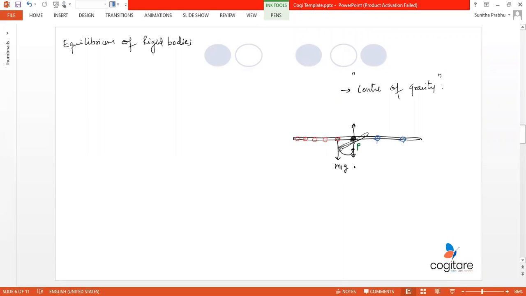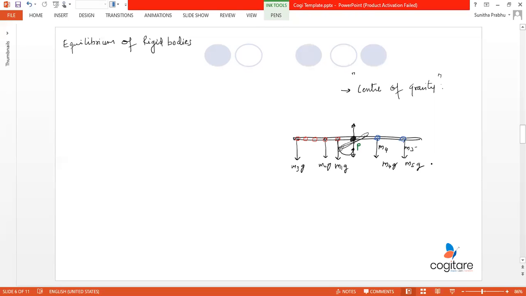This is M1 into g. This is mass M2, and the force is M2 into g, the weight. This is M3 into g. All this means I am replacing this rod with some point masses. Each of these masses is different: M1, M2, M3, and this is M4 and M5, whatever you want. The weight acting on this side is M4 into g, M5 into g.